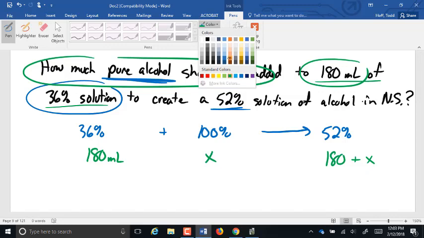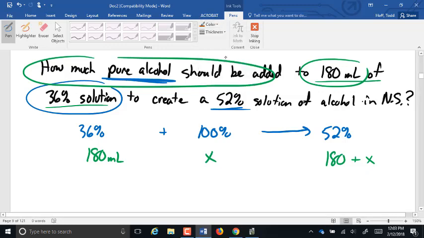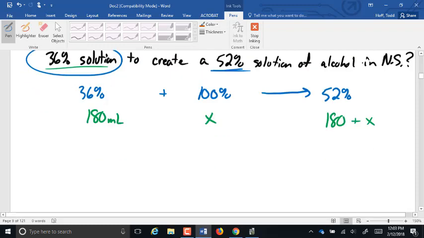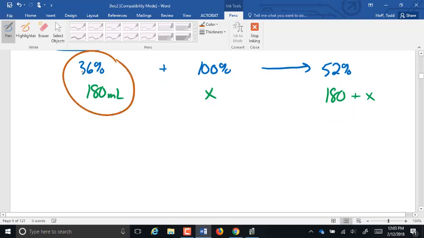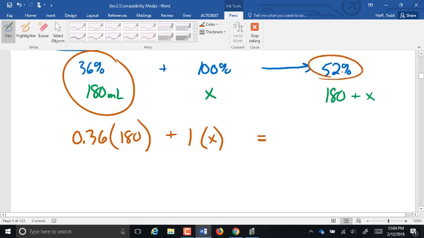Now this might look very similar to the last problem we did, and it is similar with one very important difference. So as we set up our equation, the original solution we have is 36%, so 0.36 times its amount of 180 milliliters. We're adding to that. Now this time instead of 0%, we have 100%. So instead of being 0, 100% is actually a concentration of 1 times the amount of X. And that's going to equal our final solution, our desired solution. 52% is a concentration of 0.52 times its amount of 180 plus X.